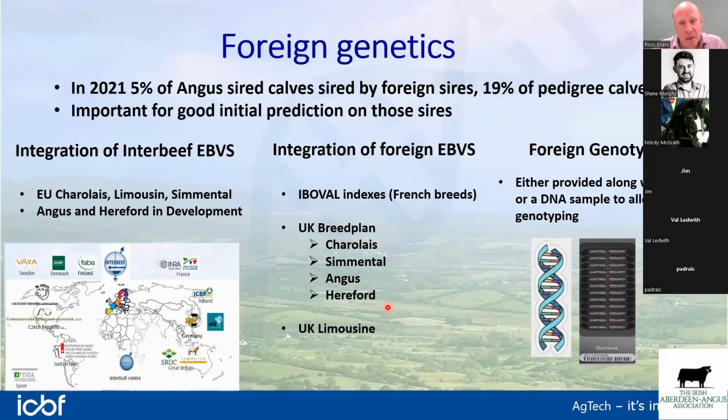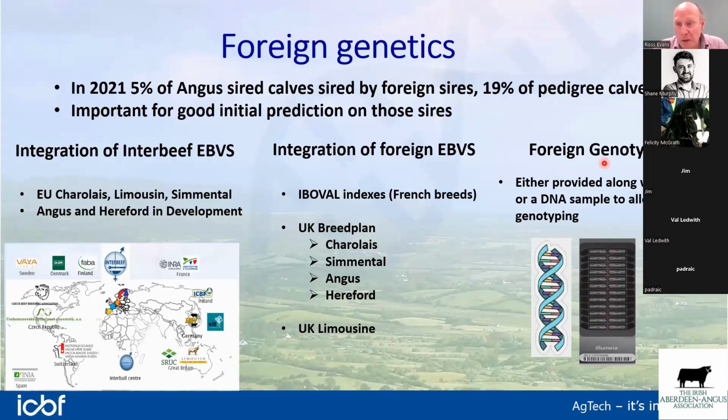So we would send over routinely a list of animals, let's say UK animals we found in the Irish pedigree, and we'd request an updated set of EBVs on those. And we also get UK Limousin, which are not part of BreedPlan, but they have their own evaluation, which is run out of the Scottish Rural Agricultural College, who compute their evaluations.